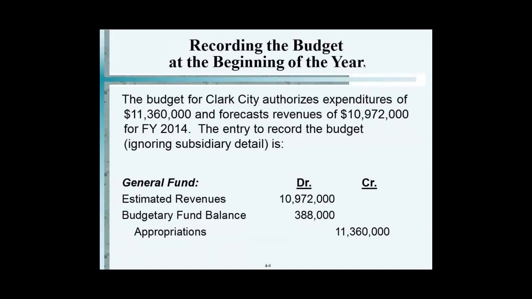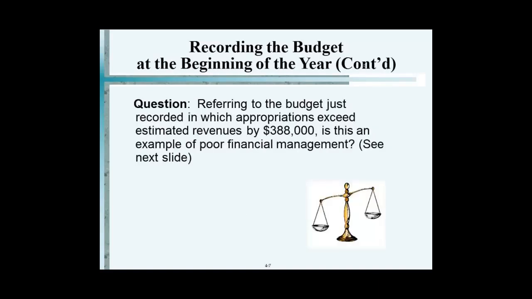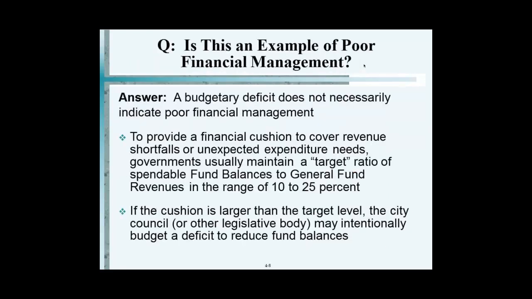This is a journal entry. I think we went through this before. When you see a journal entry like this, does it cause any concern to you? Yes. Is this an example of poor financial management? Yes. Well, let's look at the answer. Generally, when you debit the fund balance at the start of the year, that means you're using your reserves, okay? And unless you have a very good reason, your revenues should always exceed your appropriations. Revenues should always exceed appropriations.